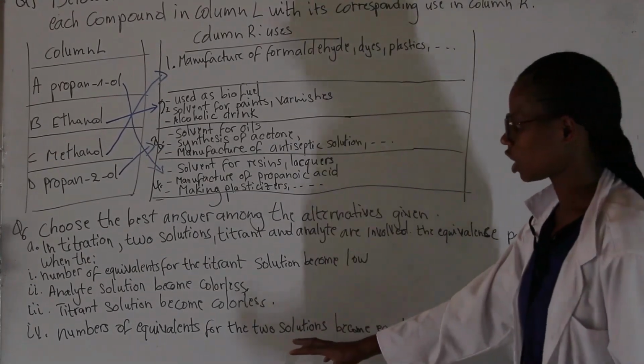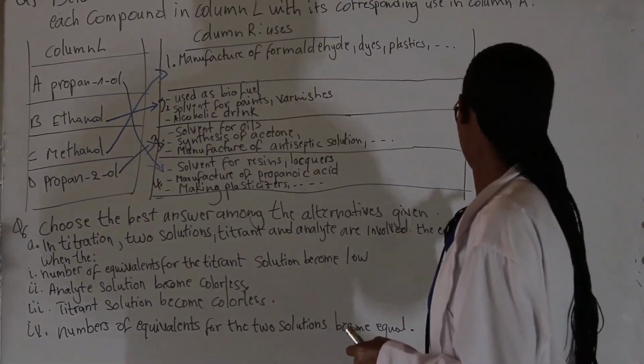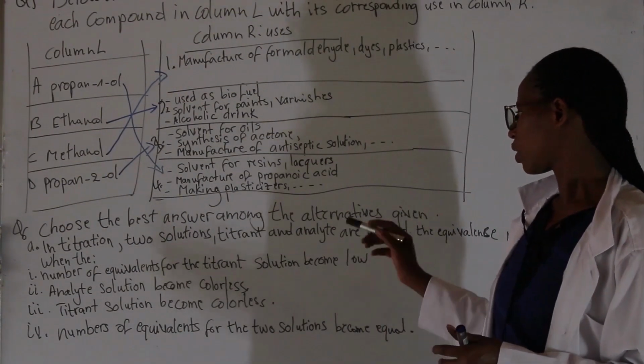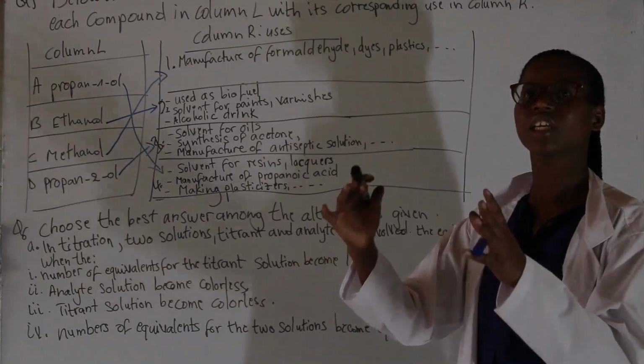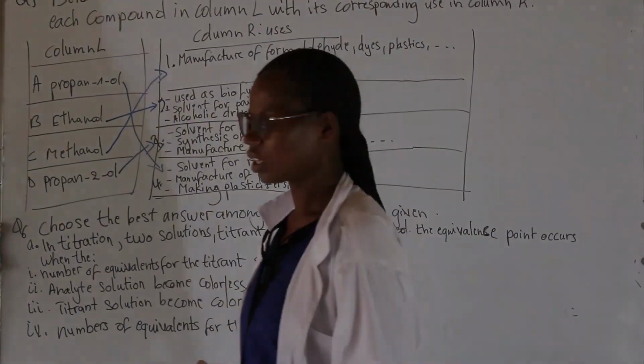Remember, for titration, at the end point or at the equivalence point, the number of equivalents of titrant is equal to that of analyte. Then let's move to the next question.